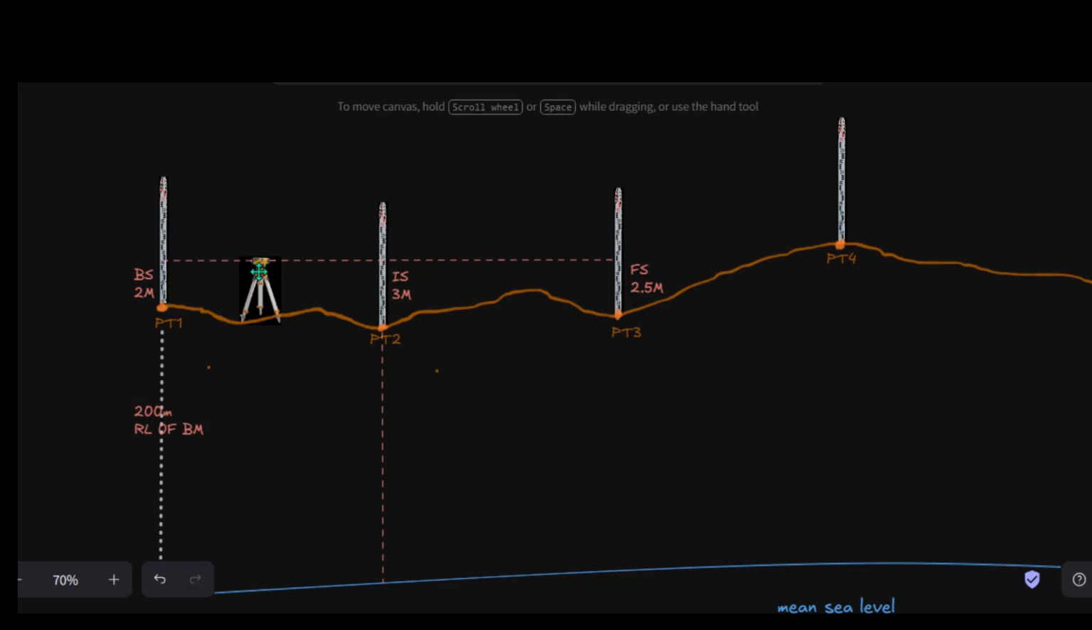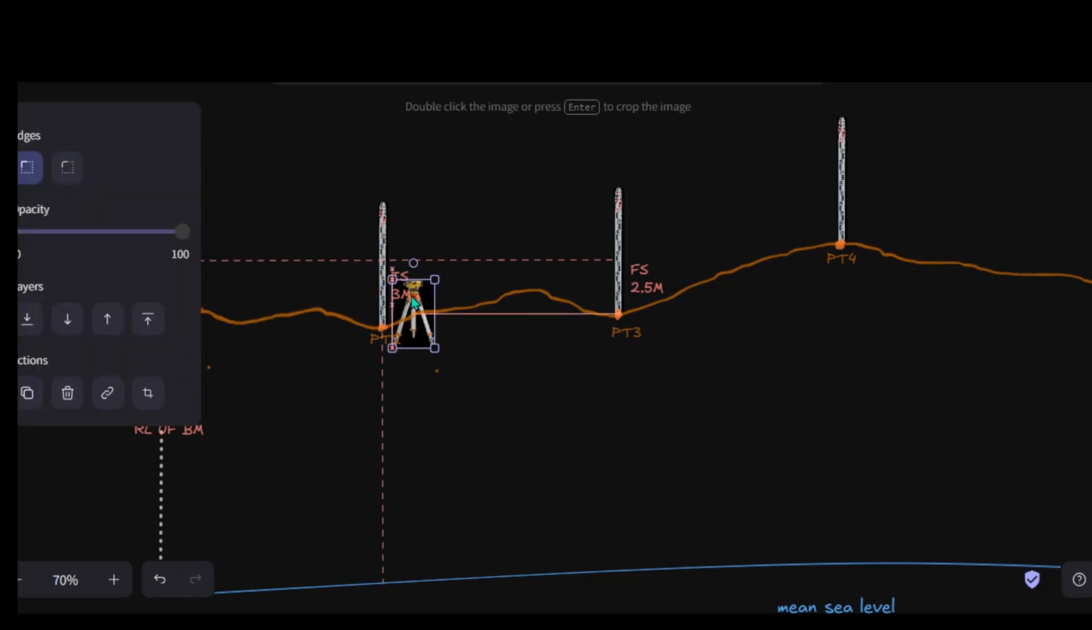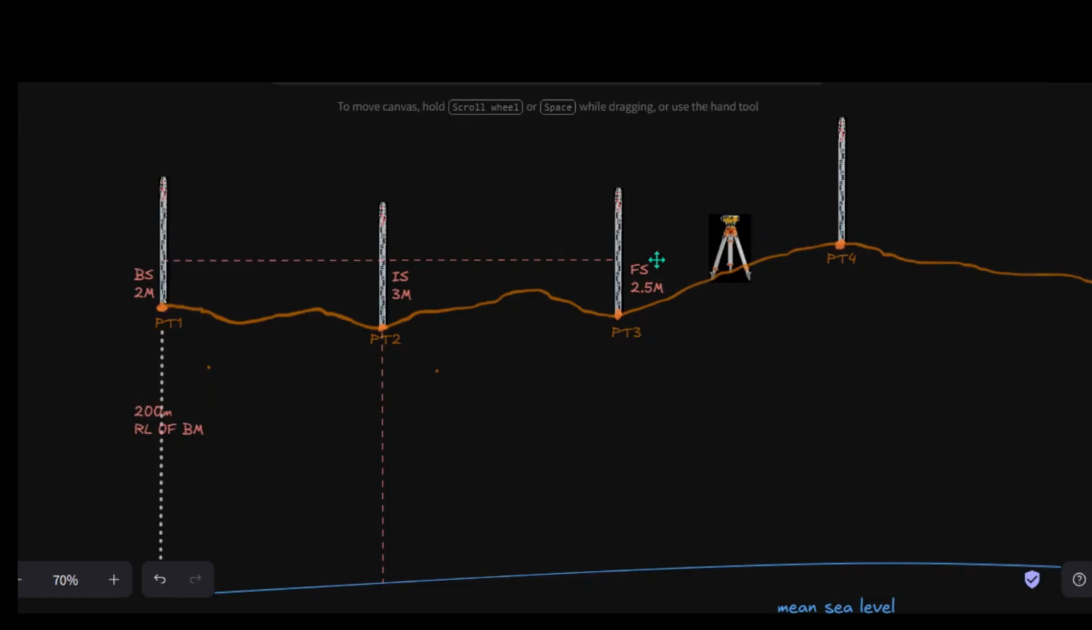Now we move this instrument somewhere here. Remember, pin it on the ground. Now, the person holding this staff here, remember the staff has not been transferred yet, because we want to do what we call change of point. So he doesn't move until I view the backsight reading of this staff, before he can move to the new point.